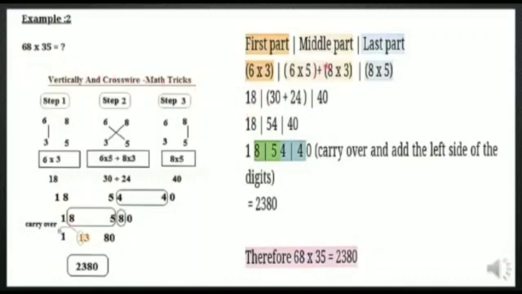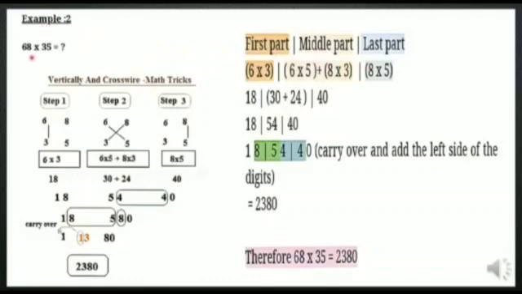For the middle part, what have we done? We have done the cross multiplication, or you can say that we have multiplied the outermost numbers and added the result to the product of the innermost numbers. What are the innermost numbers? 8 and 3. So you are getting 6 into 5 plus 8 into 3. You will get 30 plus 24. The answer is 54.